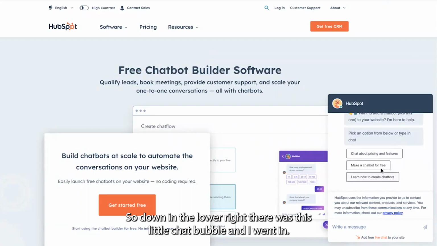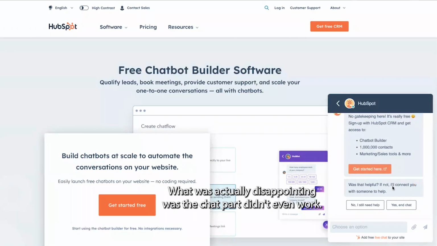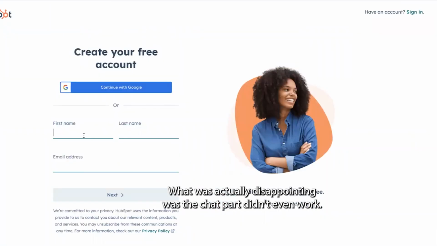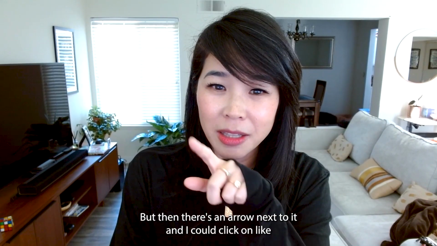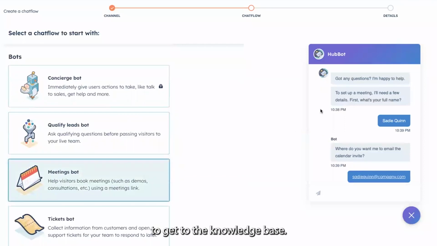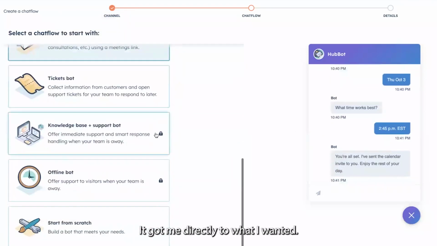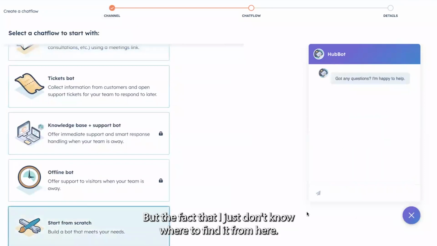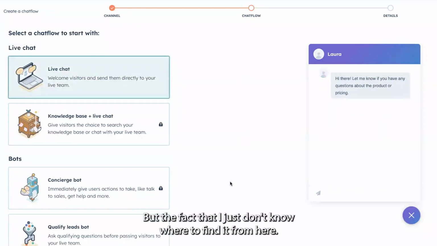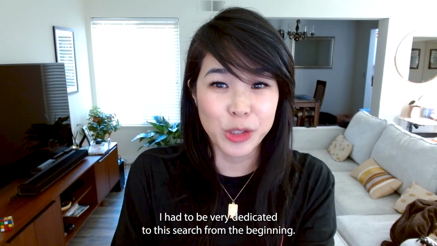I went through their chat. So down in the lower right, there was this little chat bubble, and what was actually disappointing was the chat part didn't even work. But then there's an arrow next to it, and I could click on to get to the knowledge base, and then I searched it. And their knowledge base was pretty good. It got me directly to what I wanted. But the fact that I just don't know where to find it from here, I had a hard time. I had to be very dedicated to this search from the beginning.